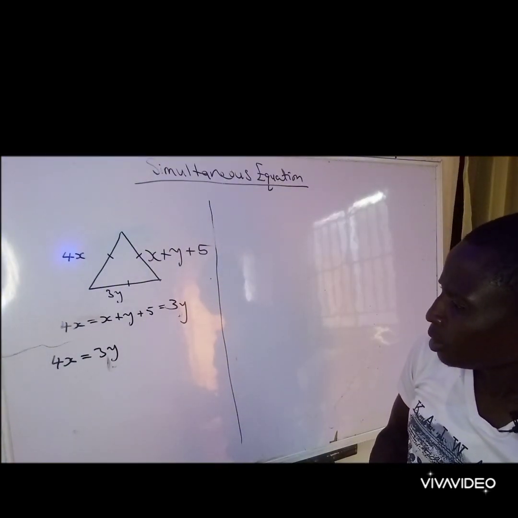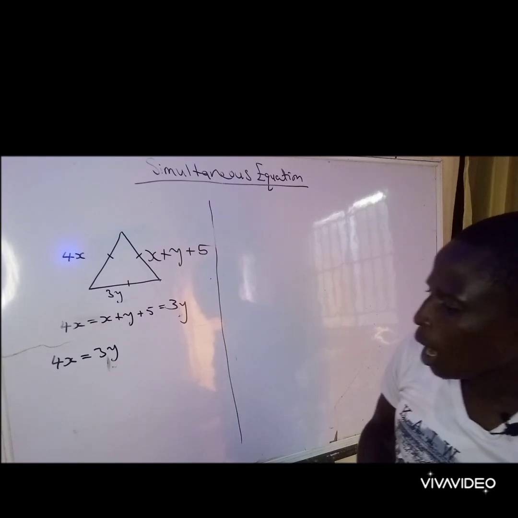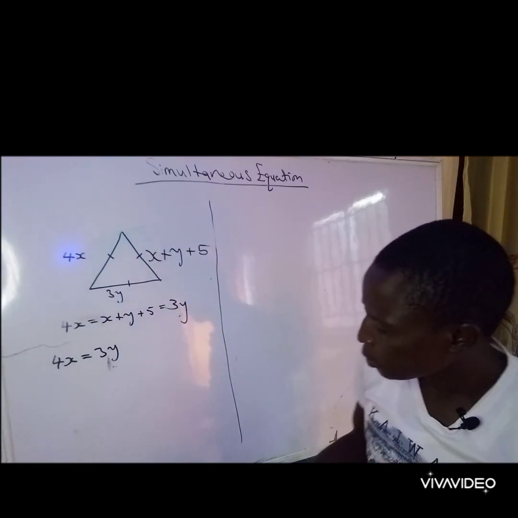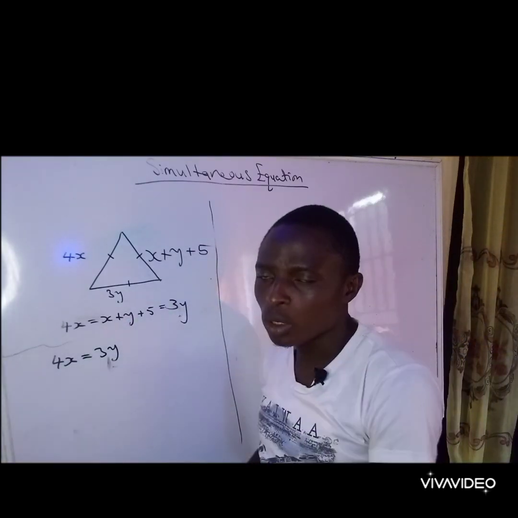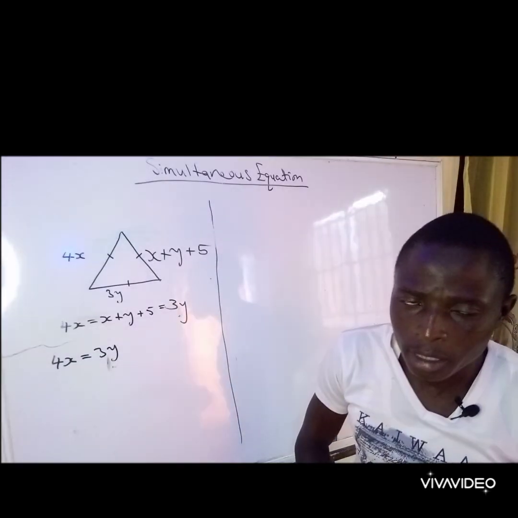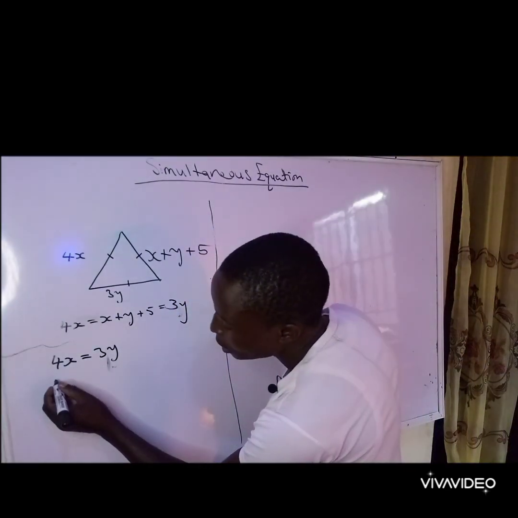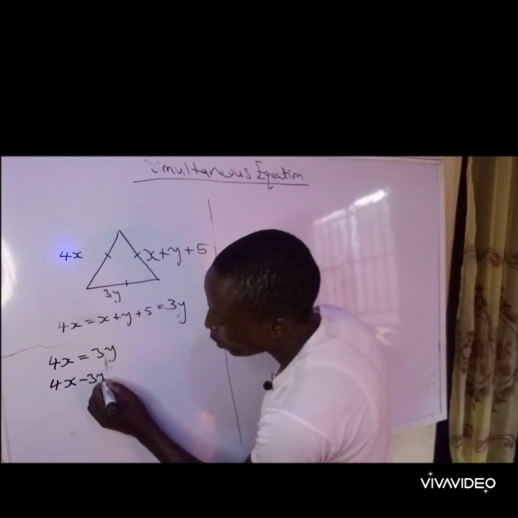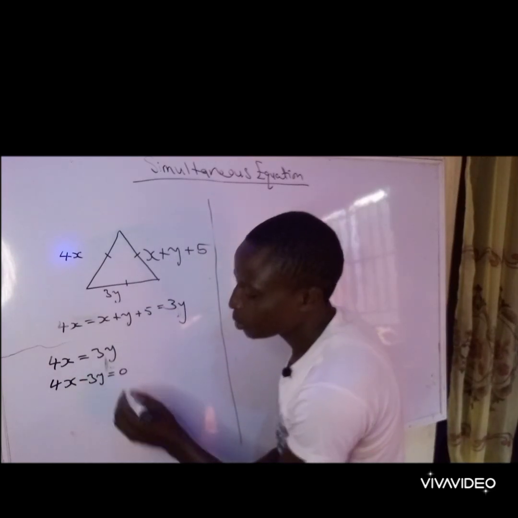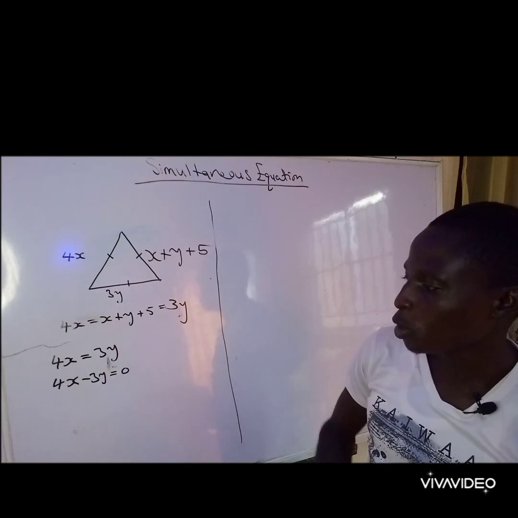So, since our assumption is for it to take us to a simultaneous system of equations, that means I can rewrite it as 4x minus 3y is equal to 0. This is our first equation.